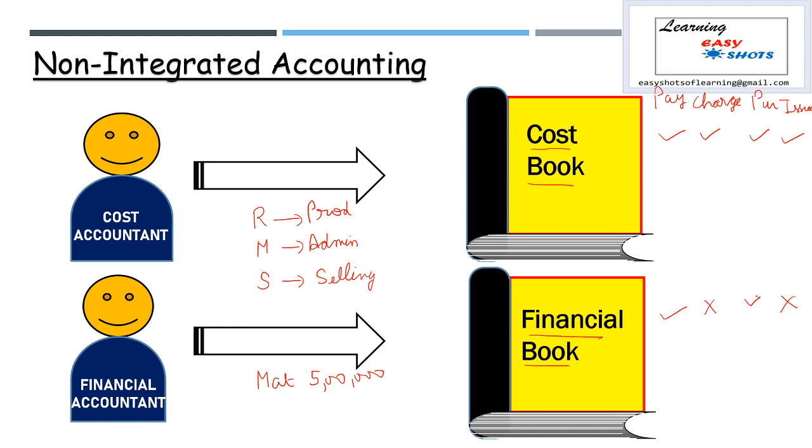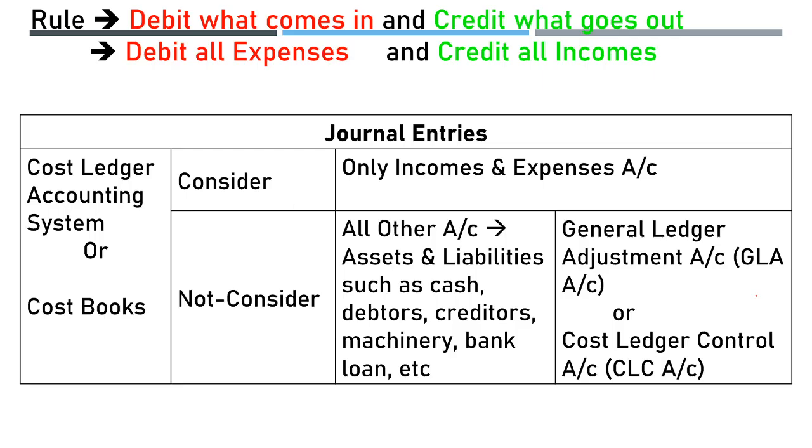Now we understand how we generalize our transactions. First, we understand what the rules are to generalize the transactions or journal entries. The first rule is debit what comes in and credit what goes out. Let's take the example of raw material. When we purchase raw material and the raw material is increased in the store, it means raw material comes in the store, then the store ledger control account is debited, and when raw material is issued from the store, so the raw material goes out from the store, then the store ledger control account is credited.